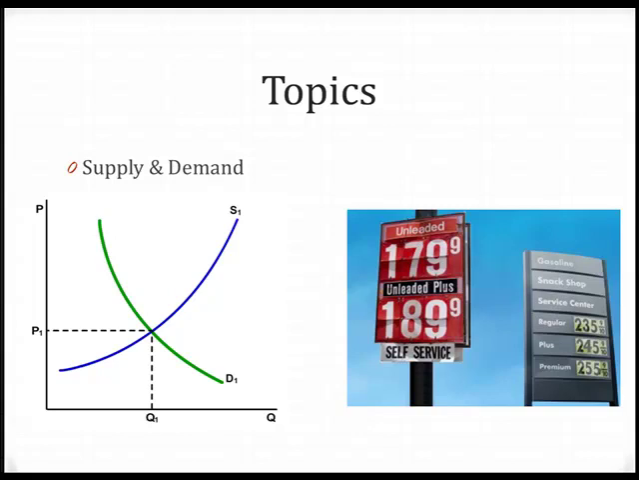The double shift rule says that if both supply and demand shift in the same direction, price is indeterminate. If supply and demand shift in opposite directions, quantity is indeterminate.